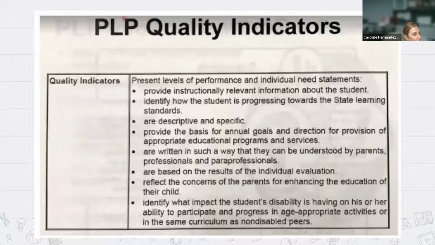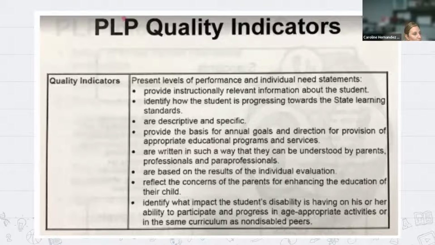Some quality indicators of present levels of performance are instructionally relevant information, identifying how the student is progressing towards the learning standards. They should be descriptive and specific about the student. They should provide the basis for the annual goals. So once we know where a student is, we know that with quality instruction, we can predict where we would like them to end by that year or that annual goal. And that creates a direction for the appropriate provision of services.